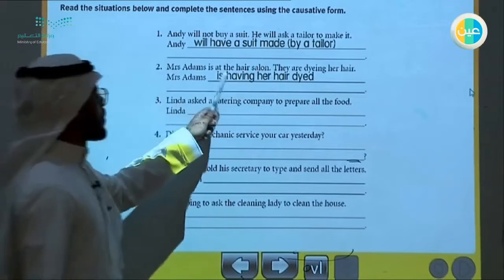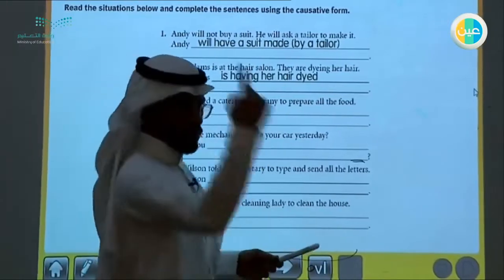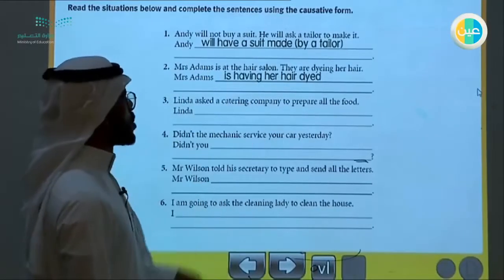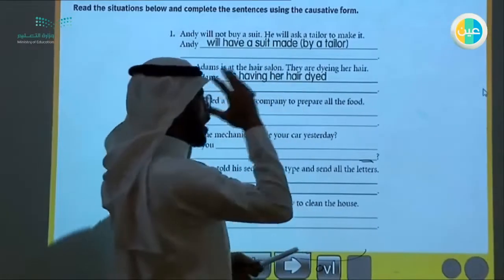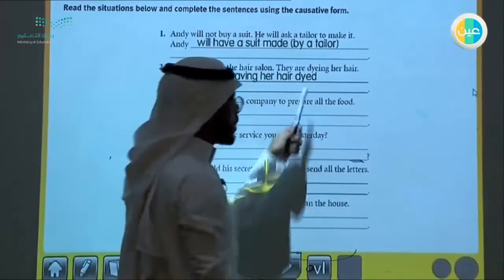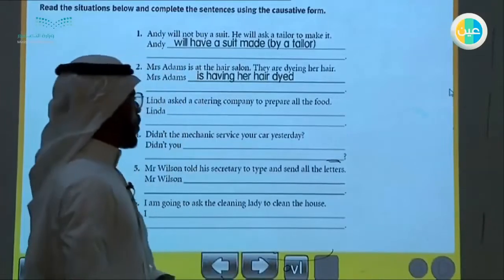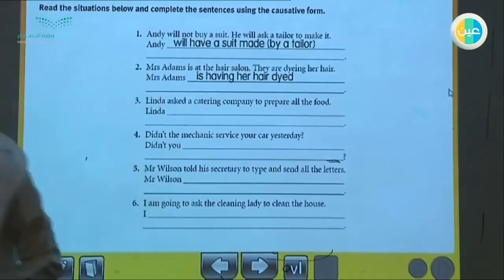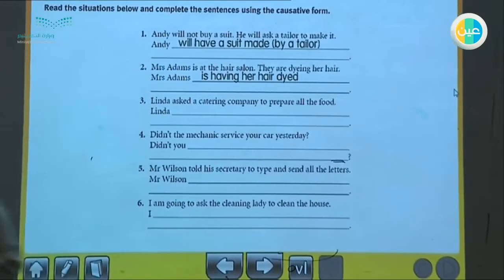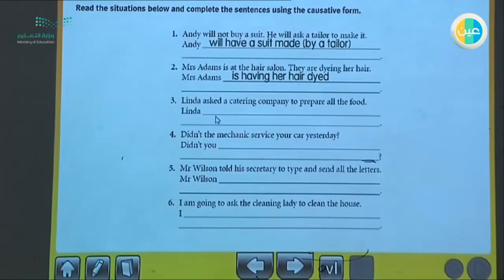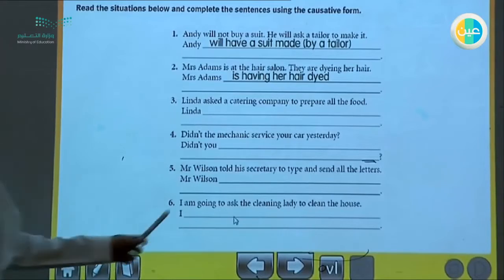So we will say Mrs. Adams is, because it's singular, we use is. Have, we add ing. Her hair is the object, dyed. The verb in the third form, so we will add ed. Okay. Now let's take the last one, number 6.